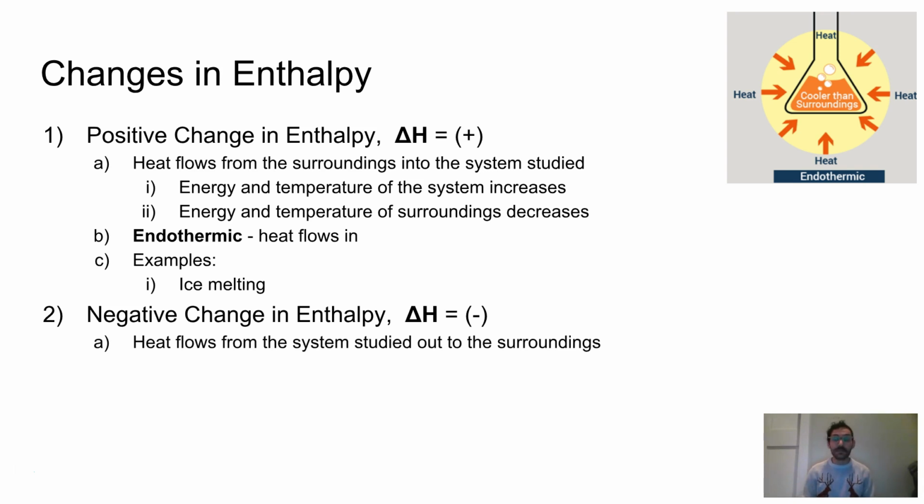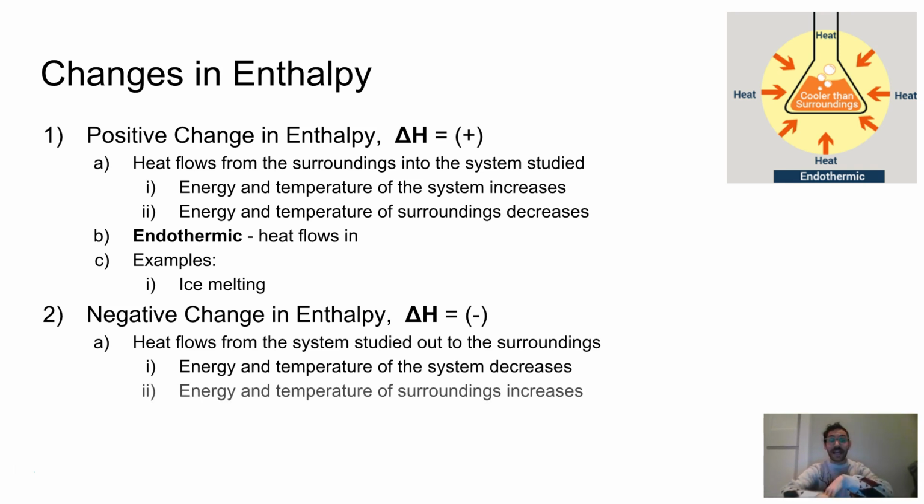The Q, or heat flow, is negative. We have less than what we started with, less heat, so it's flowing away. And so this means that the energy and temperature of our system is going to decrease, and the energy and temperature of the surroundings is going to increase, because that heat is going to flow out of the system and into the surroundings. So this is going to be what we call an exothermic reaction.